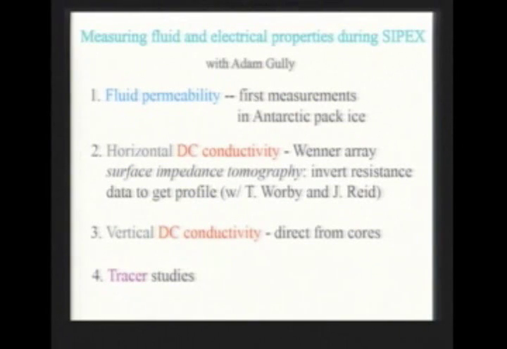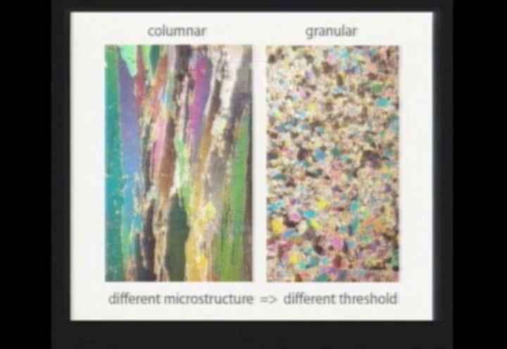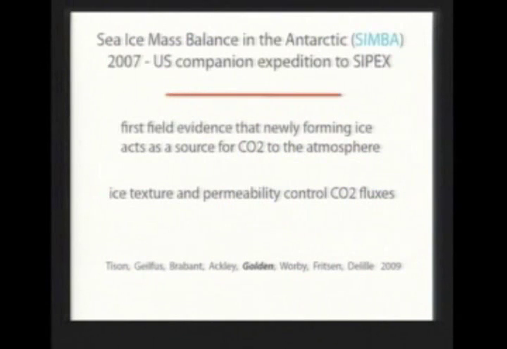We also did tracer studies where we poured fluids through the ice. This is impermeable ice and slightly permeable ice. This is me measuring the permeability. All my friends down there have multi-million-dollar instruments, so I like to call this my million-dollar meter stick. This is showing some of the difference in microstructure. We discovered that the granular ice that's so prevalent in the Antarctic has a different threshold, a rule of tens, as it were. It also controls the exchange of CO2 fluxes moving up and down through the ice.